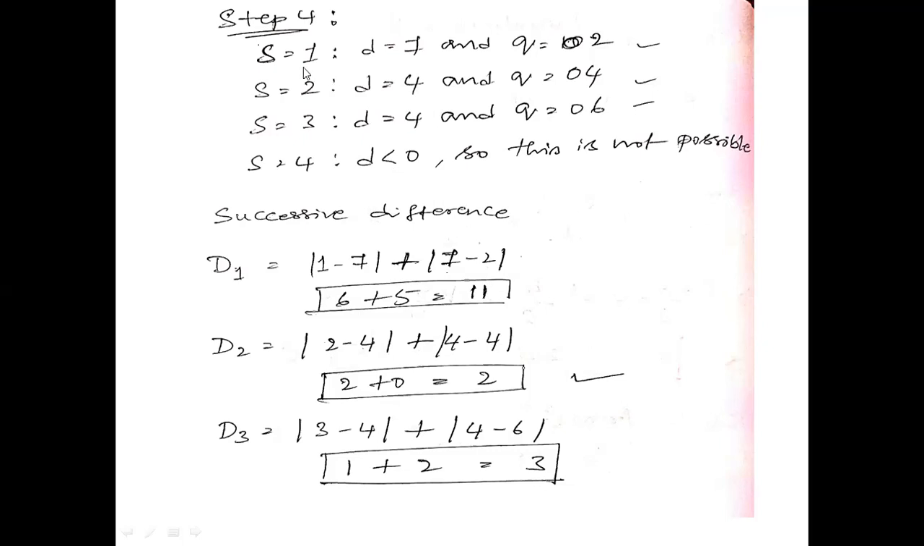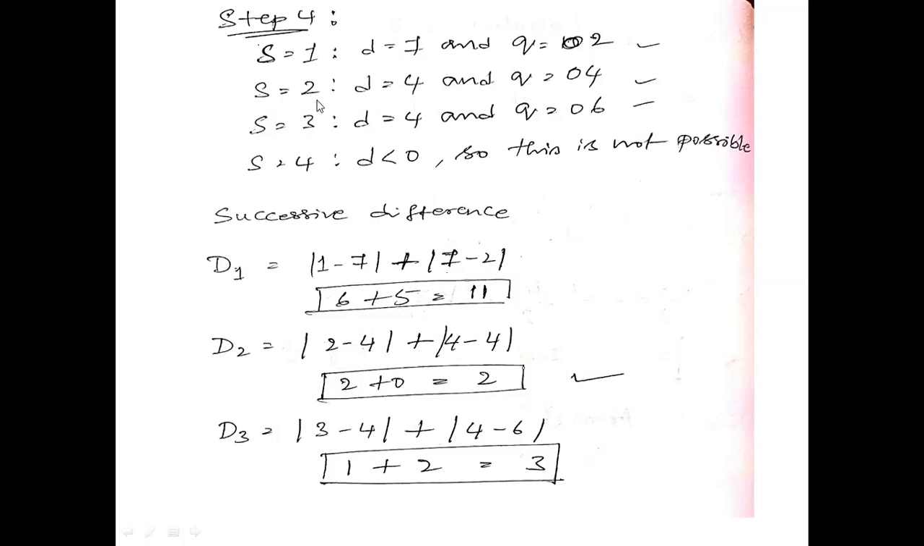If you consider the first solution, where s is equal to 1, d is equal to 7, q is equal to 2. The difference between s and d is 6. Do not consider the sign, only take the difference. The difference between 1 and 7 is 6. Similarly, 7 and 2 is 5. You take the difference of s and d first, and then the difference of d and q. The difference of s and d is 6 plus the difference of d and q is 5. The sum of these two becomes 11.